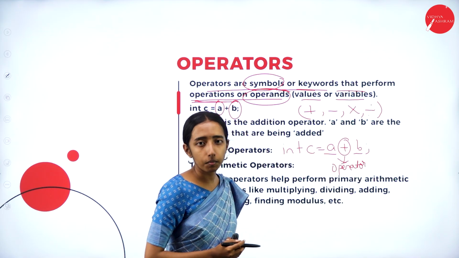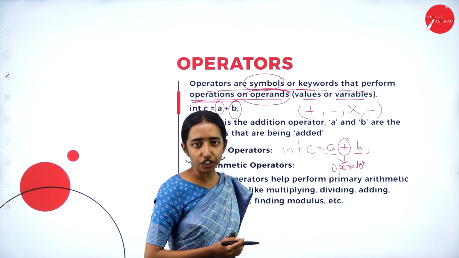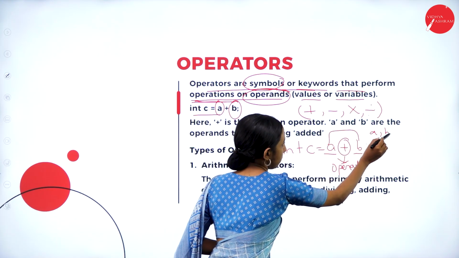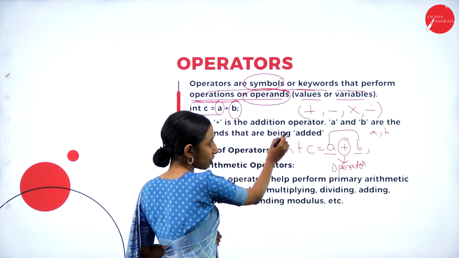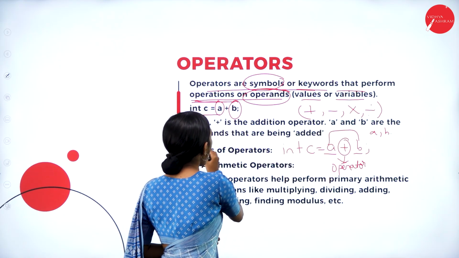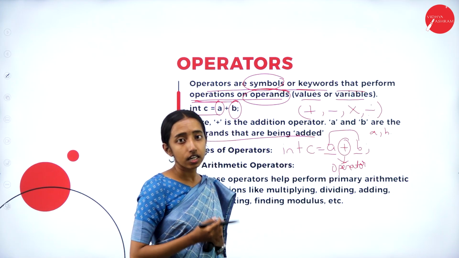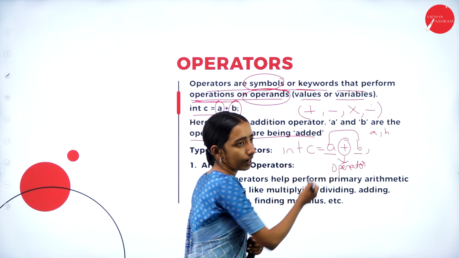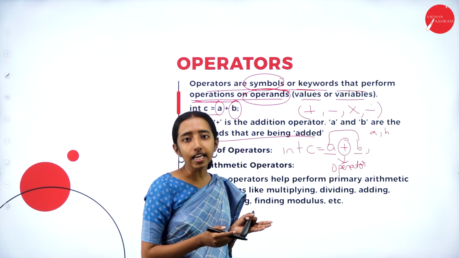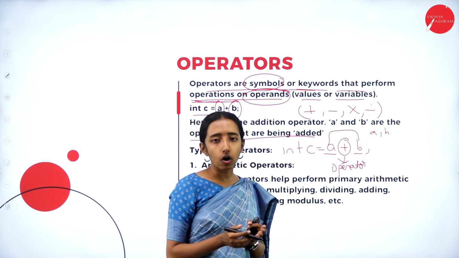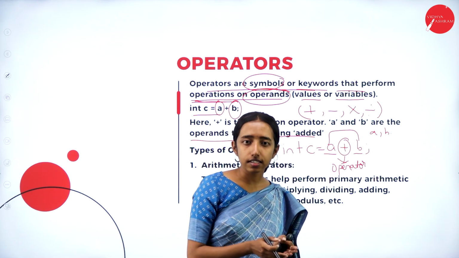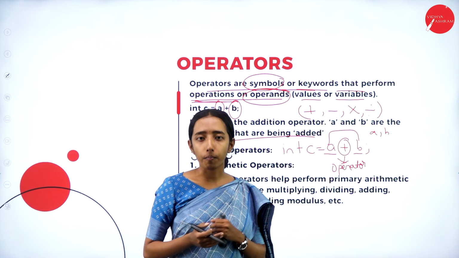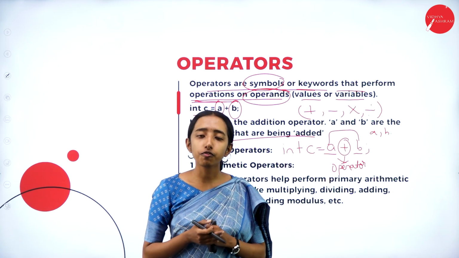So we are performing the addition operation between the two operands called A and B. So here the plus is the addition operator, A and B are the operands that are being added. So we can do different operations between the two operands. The example we have taken is the addition operation. So we know about the operators as well as the operands. As I said, there are different types of operators. So what are the different types of operators?